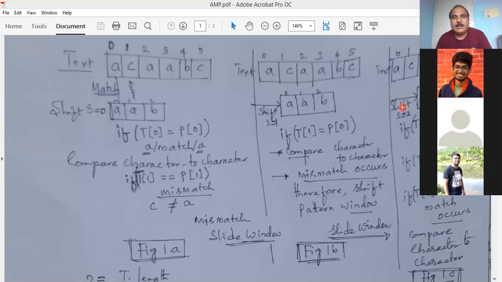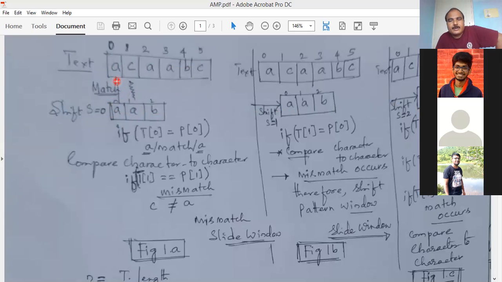Then my question is, how many shifts, what is the maximum number of shifts you can do when you compare this pattern to the text, with respect to this figure? N minus m, sir. What is n here? n equal to 6. What is m? m equal to 3. So 6 minus 3 is equal to 3. So you can have 3 shifts.